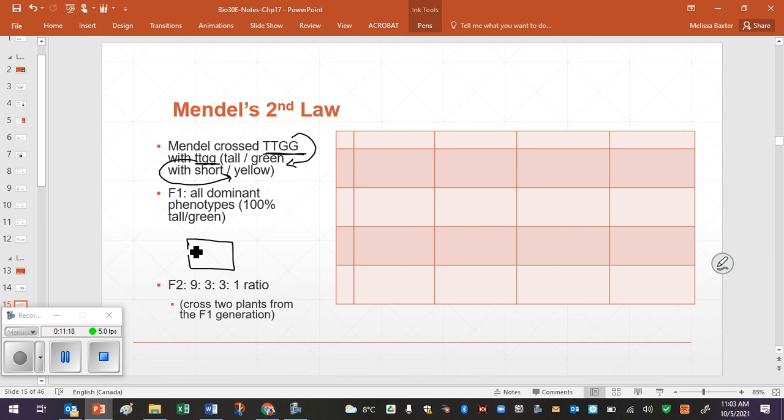So on one side of my Punnett square, I would have capital T, capital G. I've got two letters this time because I'm looking at two genes, not just one. My short yellow plant, because it's homozygous, could only make a gamete that has the recessive allele for height and the recessive allele for color. So my short yellow plant could only make a gamete that has the short allele and the yellow allele. Again, two letters because I'm looking at two genes.